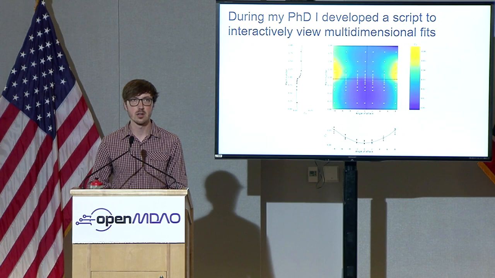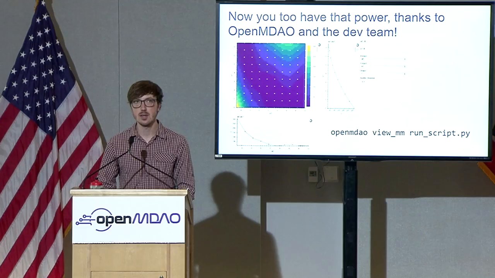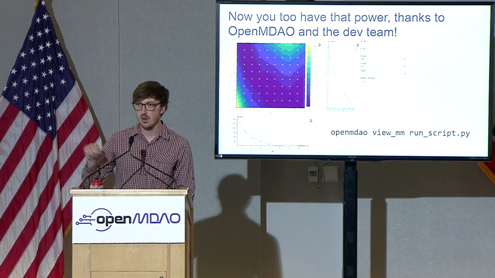Luckily, smarter people have made this part of OpenMDAO. It's now built into OpenMDAO. So you can have a metamodel in your OpenMDAO model and query it and make this nice plot that allows you to see how that fit is. It's a command line tool, openmdao view_mm, mm for metamodel, and then you supply your run script. You can take a look at the data. It's interactive. If you have a lot of dimensions, you can move some sliders and interrogate different dimensions.